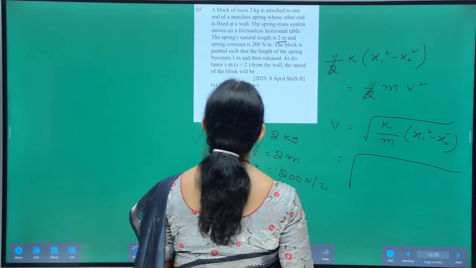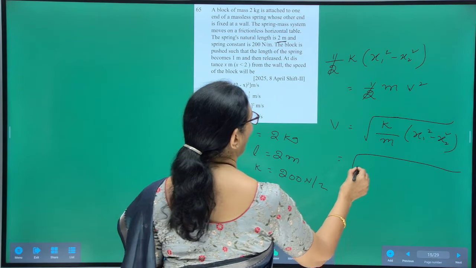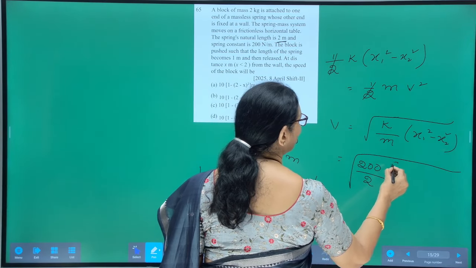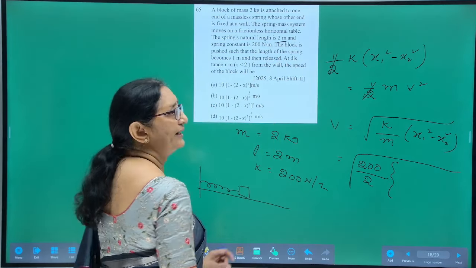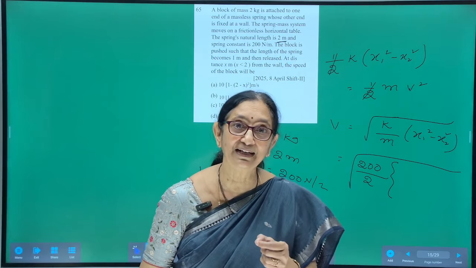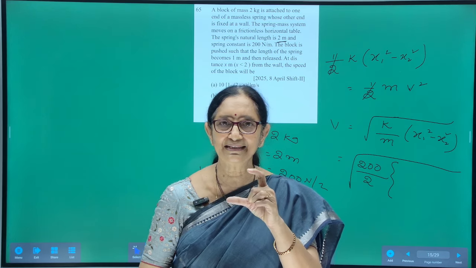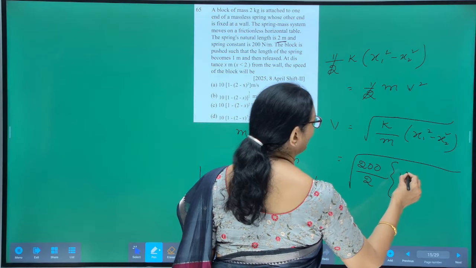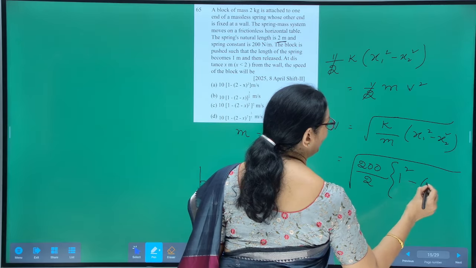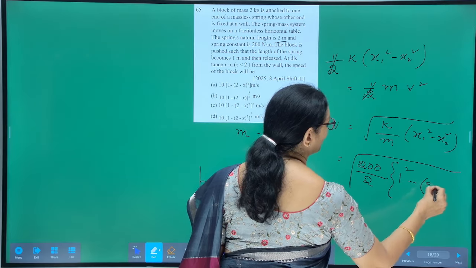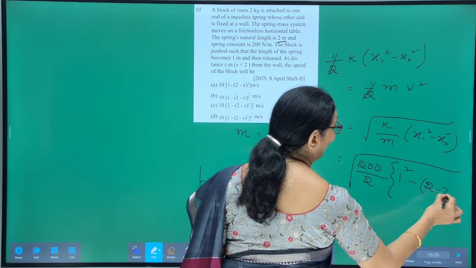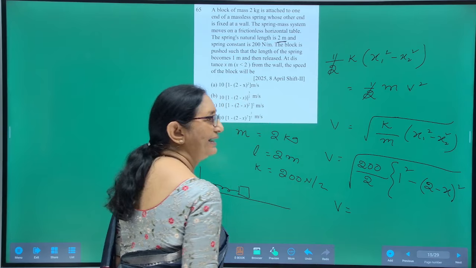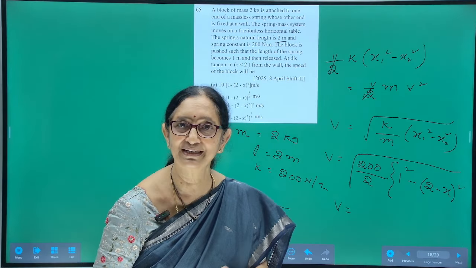See here, what is the value of k given? It is 200 and mass is given as 2 kg. x1 square is actually the initial compression produced. Length is 2 meters, final length is 1 meter, so the compression produced is 1. So, initial compression is 1. In the second case, initial length is 2, final length is given as x. So, 2 minus x whole square. So, you are supposed to find the velocity of the block when the length is x, isn't it?